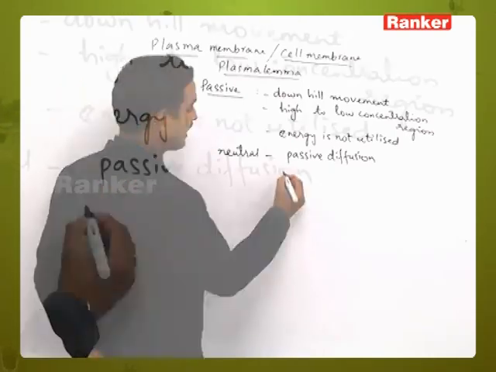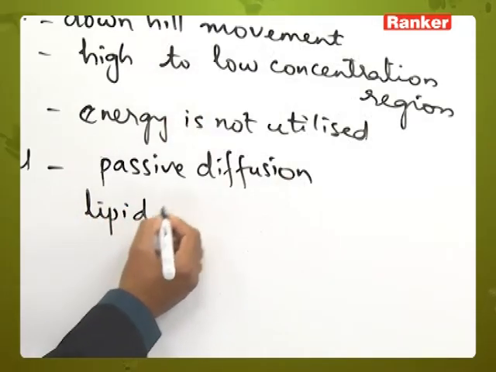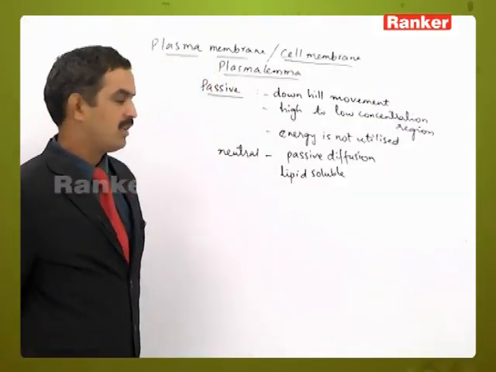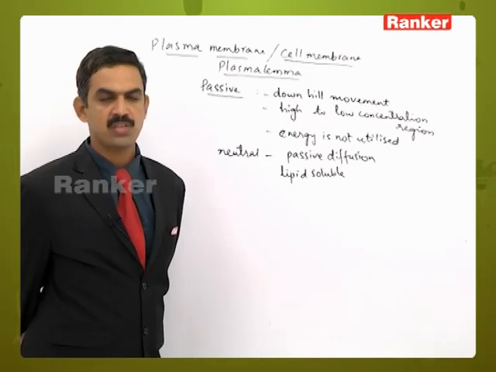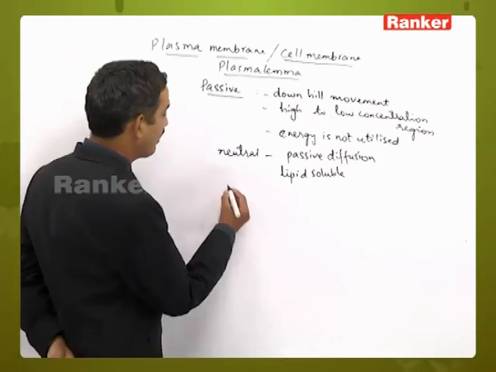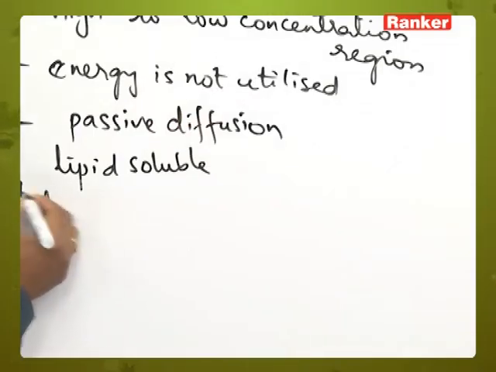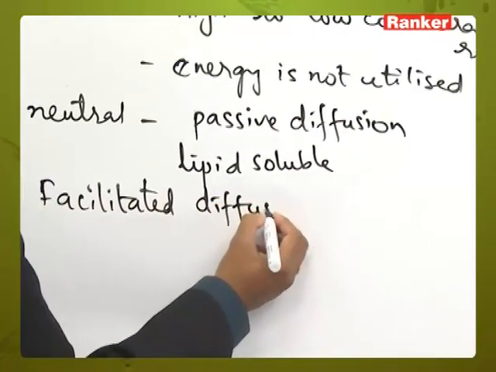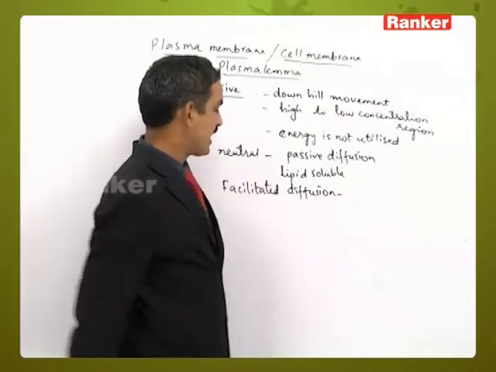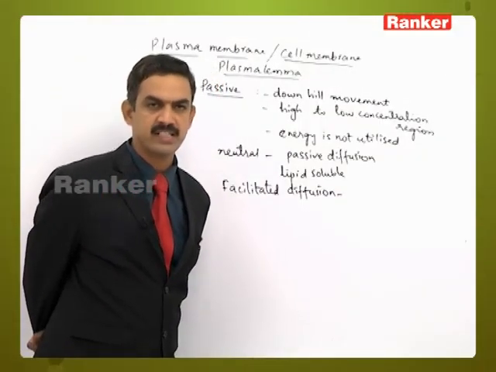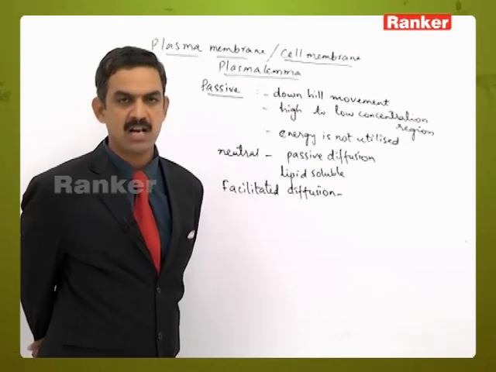The lipid soluble substances are also diffused, transported by the same passive diffusion movement. And there is one more passive movement called facilitated diffusion. So in facilitated diffusion also energy is not utilized, but here the specific type of ions show mobility from one side to the other side.